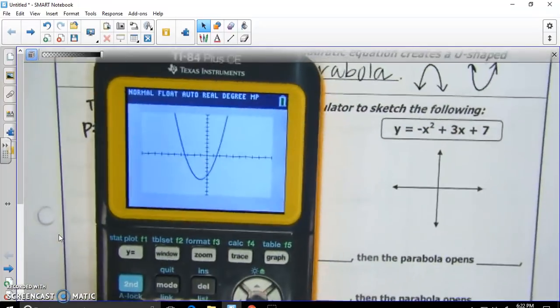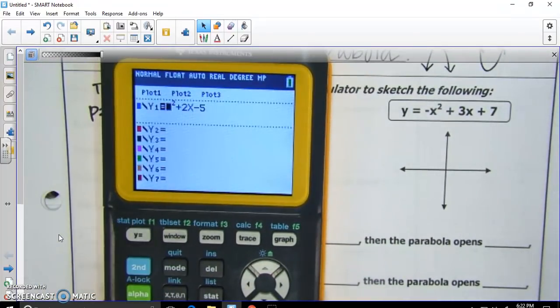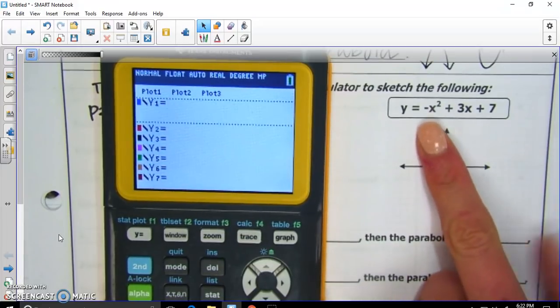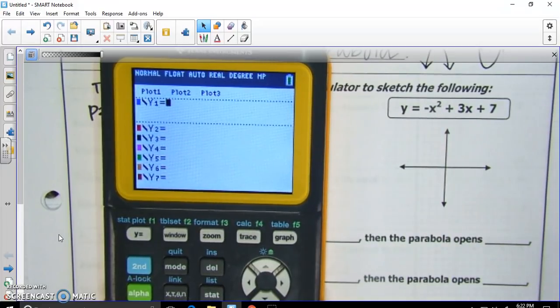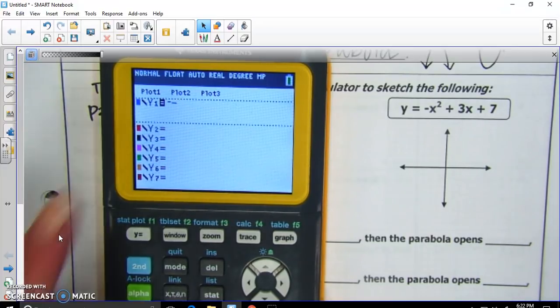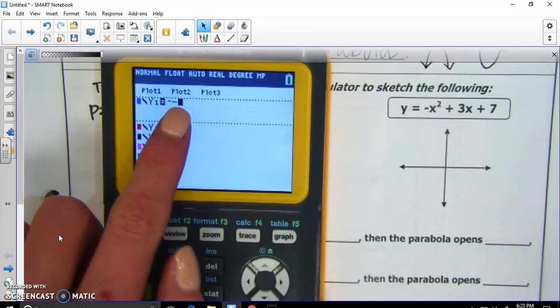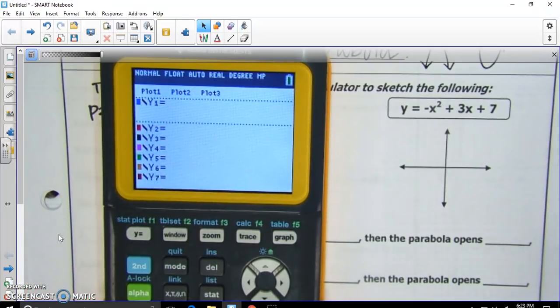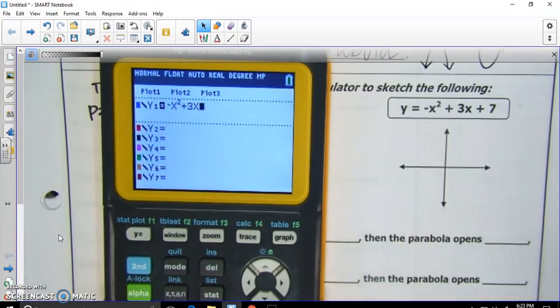So we're moving on to the next example. We're going to go back to y equals, clear that out, and let's plug in what we have now, negative x. Be careful that you're using the negative button and not the subtraction. See how those two look different? If you use the subtraction, it's going to give you a syntax error. So we have negative x squared plus 3x plus 7.